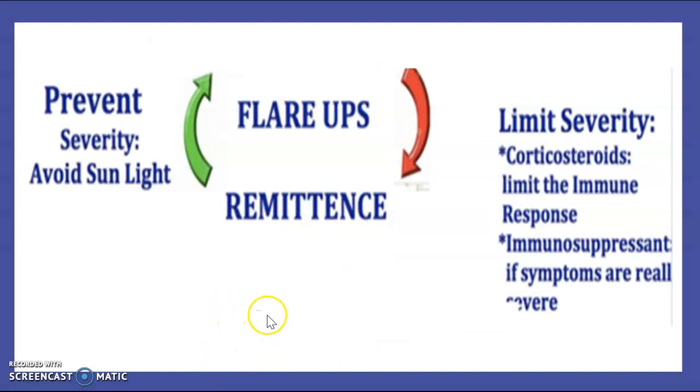How to manage lupus? The first thing is to focus on prevention. Prevent severity by avoiding sunlight. There is a balance between flare-ups and remission. To avoid flare-ups, limit severity with corticosteroids to limit the immune response, but if symptoms are severe, use immunosuppressants.